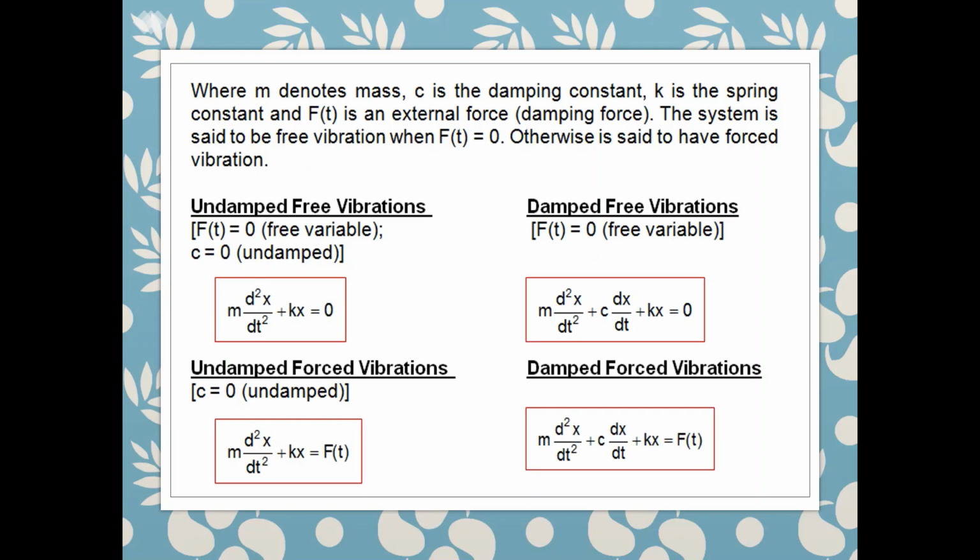For undamped forced vibration, only c is equal to 0. Therefore, the equation is m d²x/dt² + kx = f(t). As for damped forced vibration, the equation is m d²x/dt² + c dx/dt + kx = f(t). Both equations here are said to be second-order linear non-homogeneous equations.